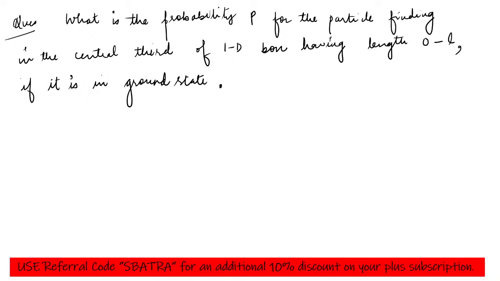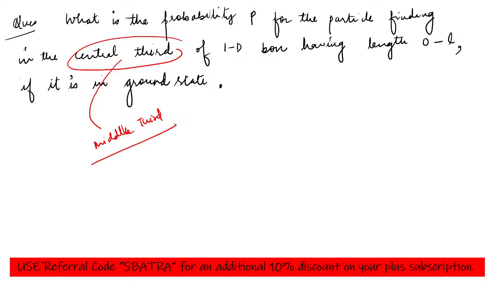Okay, so the question is, what is the probability P for the particle, we have to find the particle in the central third region of a 1D box. You have to find the probability if this particle is in the ground state. Central third means you have to find the particle in the middle third, or third center. Middle third. Is it clear now? So, right, Ankit, middle third. Basically, you have to find the particle in the middle third region or central third.